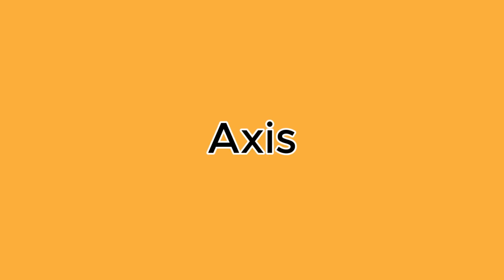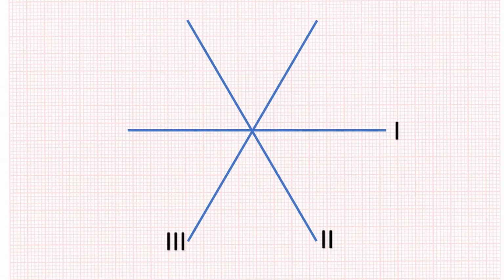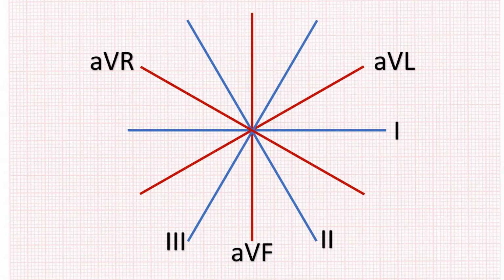Next, let's talk about axis. There are multiple different electrodes present in the limb leads that all give a vector direction. Starting with lead 1, we can see that this is flat, so this is 0 degrees. We have lead 2, which is in the positive interval, which is plus 60. We have lead 3, which is plus 120 degrees. And then on top of that, we can map the augmented leads, starting with AVF, which has a vector of plus 90, AVL, which has a vector of negative 30, and then AVR, which has a vector of negative 150.